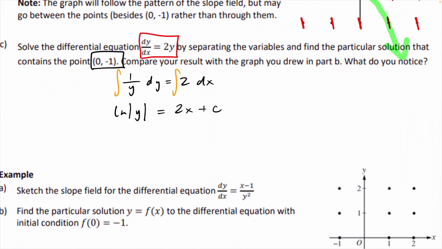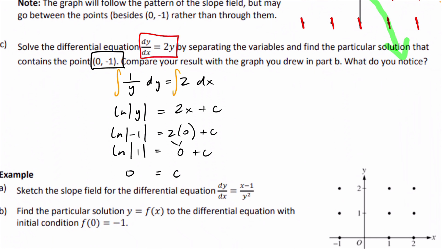So we're going to plug in 0 for x and -1 for y. When I plug in -1, it's actually going to become +1. So it's actually going to be natural log of 1 equals 0 plus c. Well, what is the natural log of 1? What is log of 1 at all? 0, right? Anytime you have a log of 1, natural log, regular log, it's always 0.